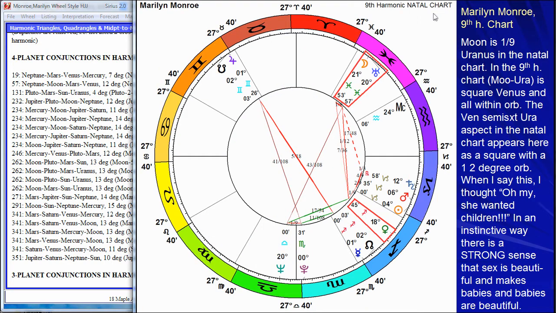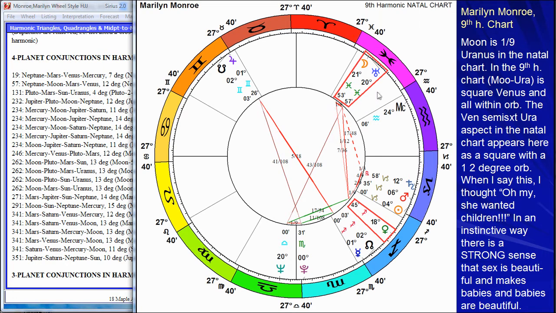Now, this is amazing. In her ninth harmonic chart, Moon and Uranus are conjunct, and it tells us here they're 1/9. And it's extremely exact. When Moon and Uranus are 1/9, what we have is the rhythms of nature.